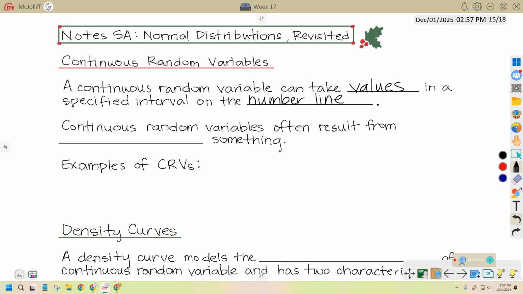Hopefully, we also remember that continuous random variables show up when we are measuring something. Discrete variables come from counting. Continuous variables come from measuring. I gave you an example, height of US adults. I would like you to take about 60 seconds in your small group and come up with some other examples of possible continuous random variables.